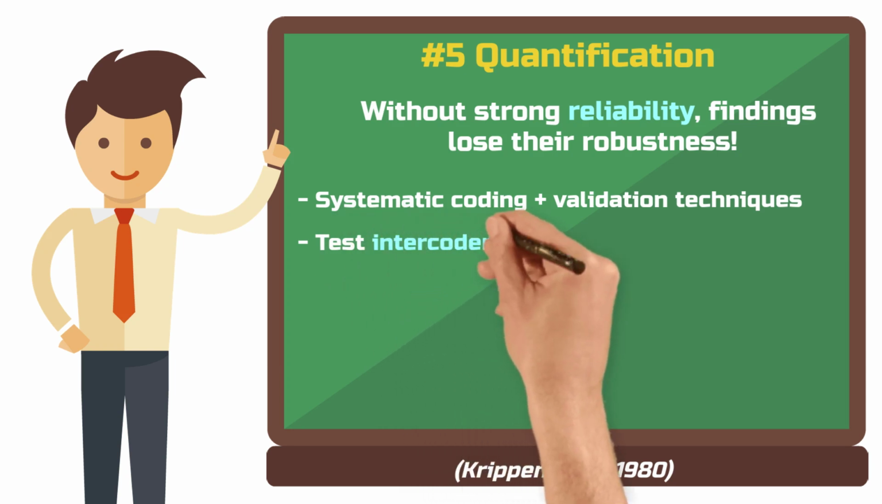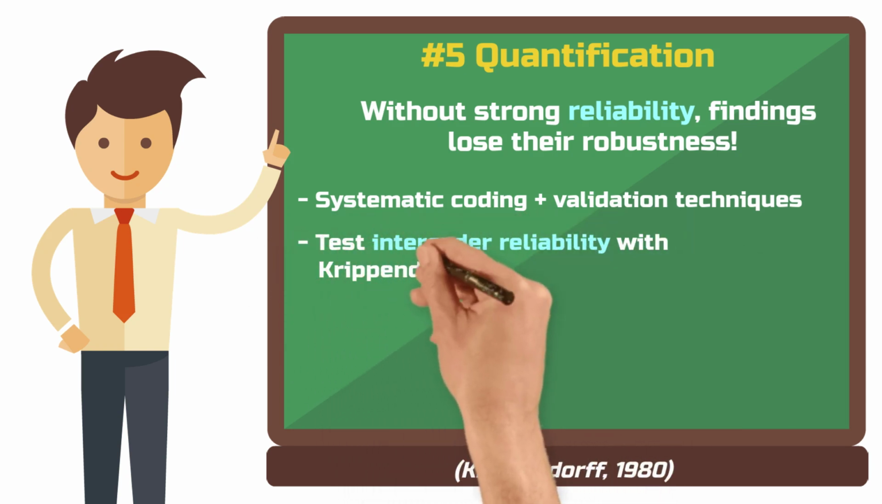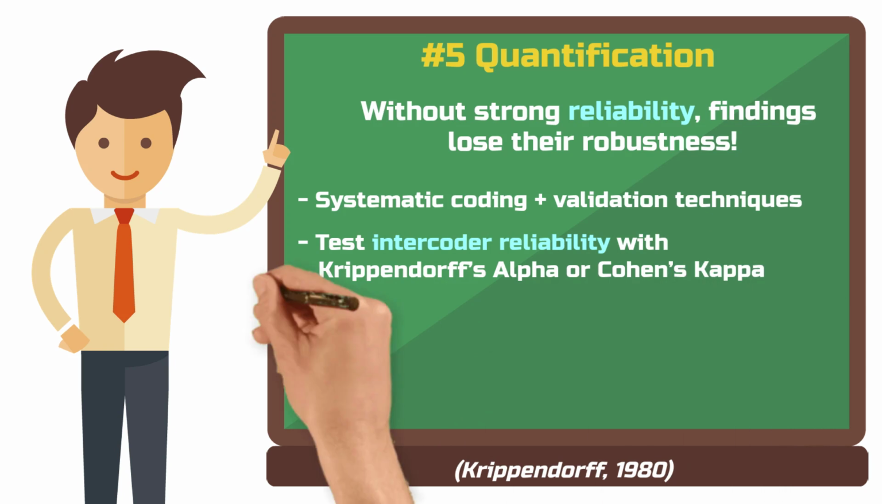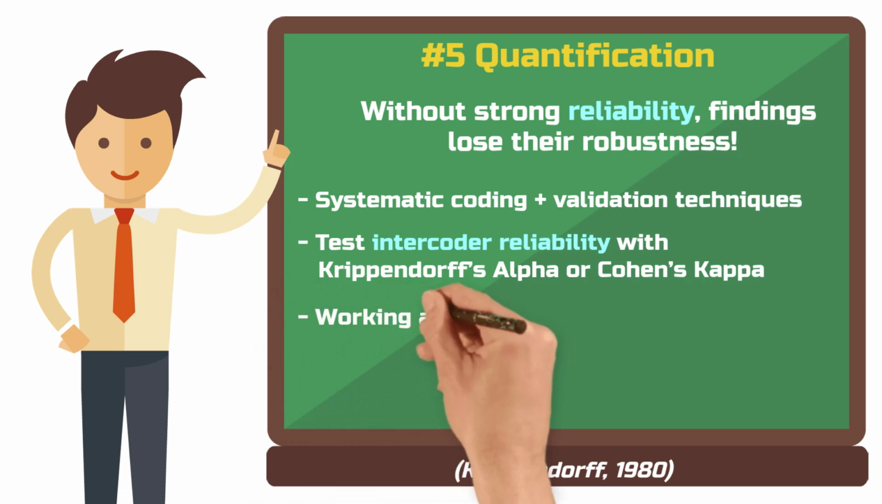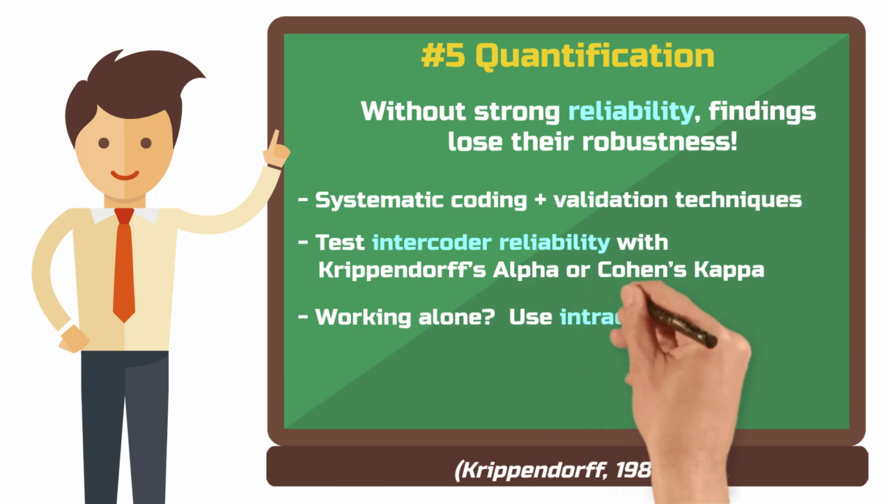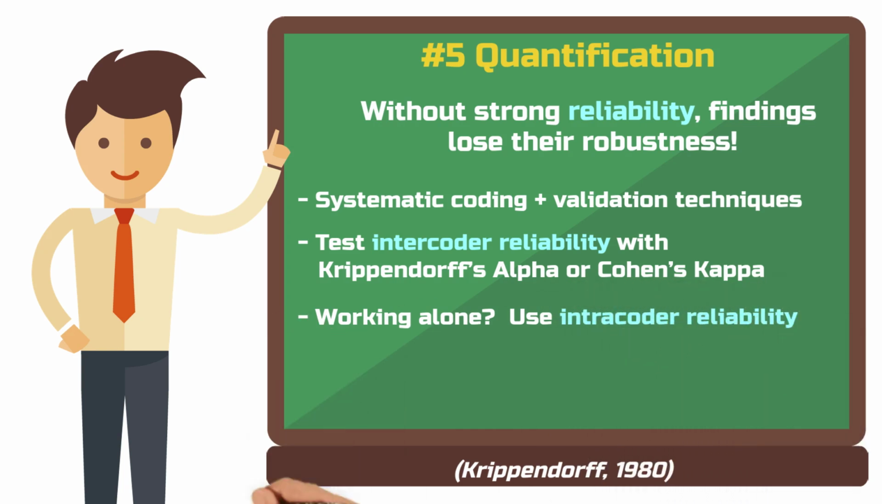Intercoder reliability should be tested using Krippendorff's alpha or Cohen's kappa to ensure that different coders classify content consistently. If you are doing the analysis by yourself, you cannot calculate intercoder reliability. For this case, you may look into intracoder reliability.